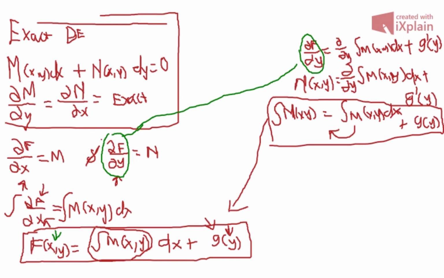Now, let us solve an example. That's where we'll understand it better. Say (2xy + 4) dx + (x squared minus 1) dy is equals to 0.